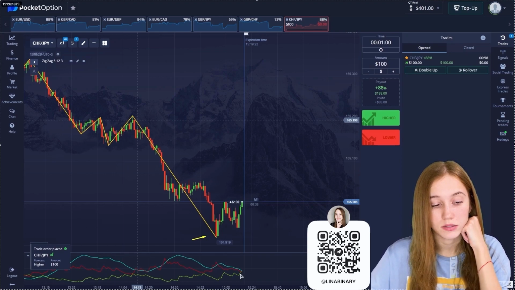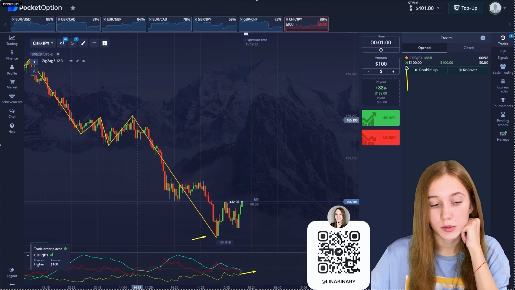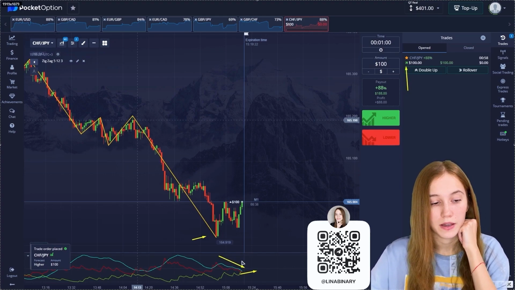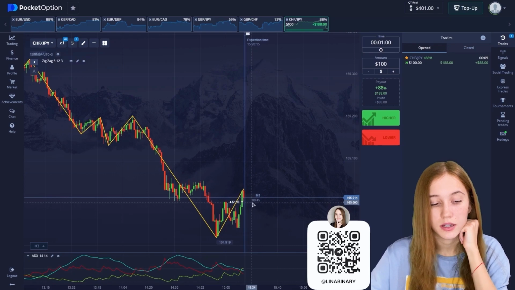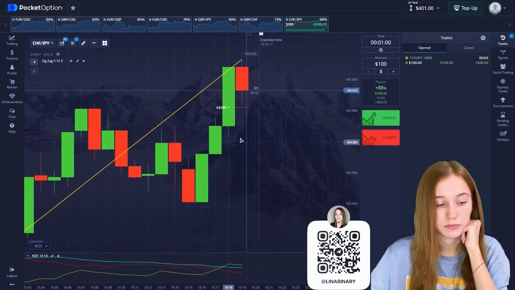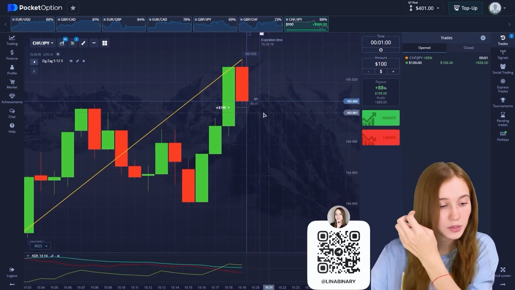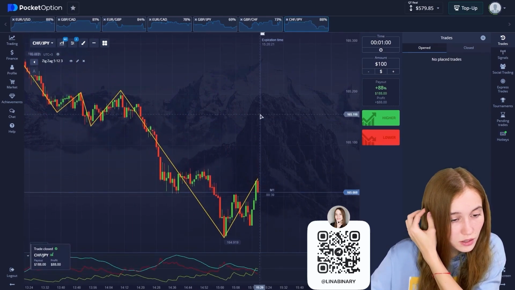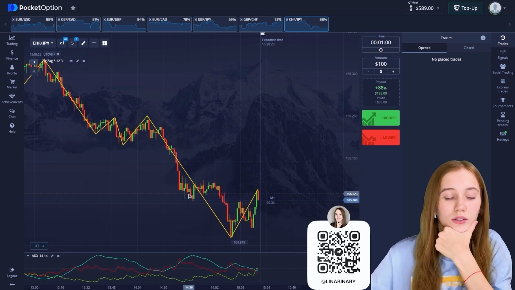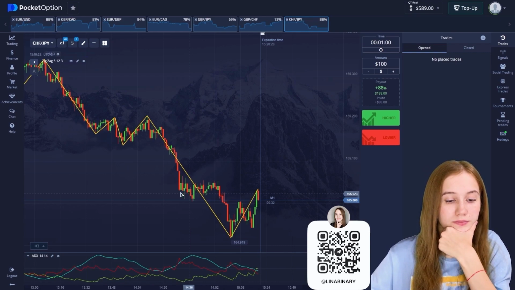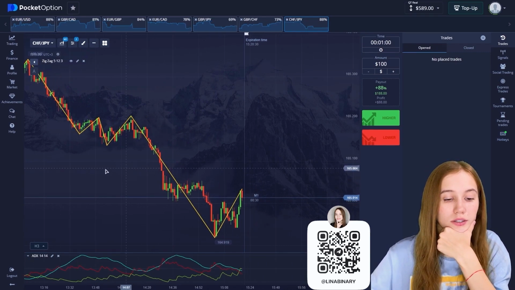By ADX, the same two lines are directed upwards. That's why we opened up. Intensity is decreasing. We see consolidation. There are 5 seconds left. Yeah, plus deal. Profit is $88. Good.